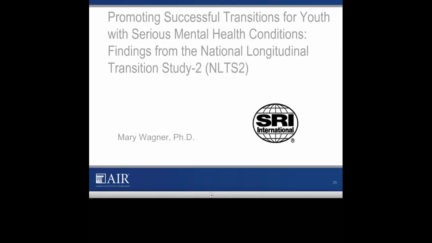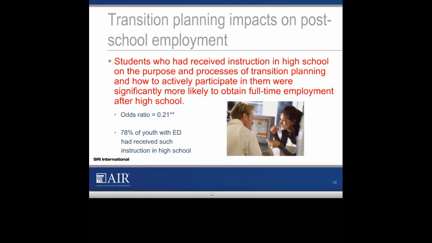You may be familiar with the National Longitudinal Transition Study. And NLTS2 was a longitudinal study of youth with disabilities in transition from high school to several years post-high school. And we were contracted with Mary Wagner to analyze post-secondary outcomes specific to students with psychiatric disabilities to understand what predicted better outcomes. And so there were three that stood out clearly as factors that are malleable and open to being adopted and used in other transition teams.